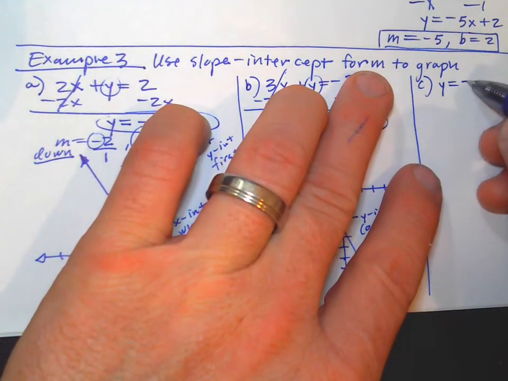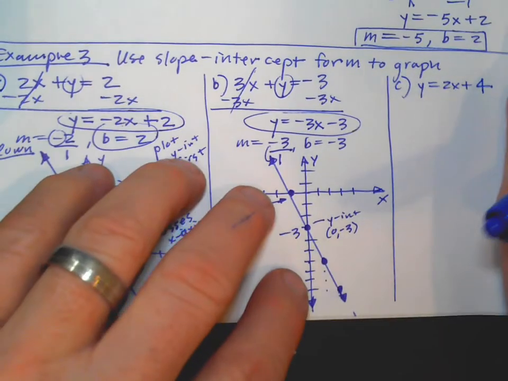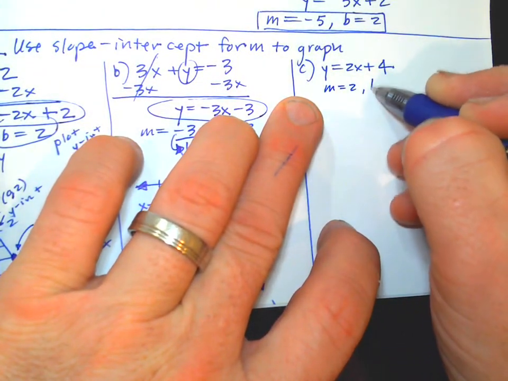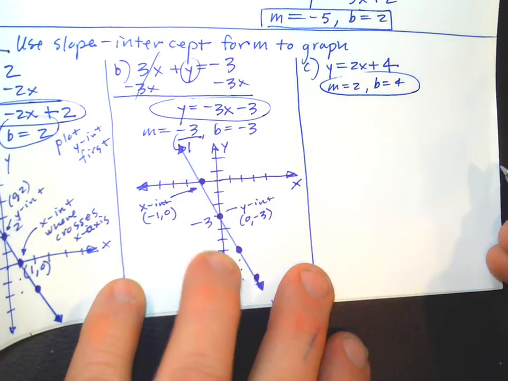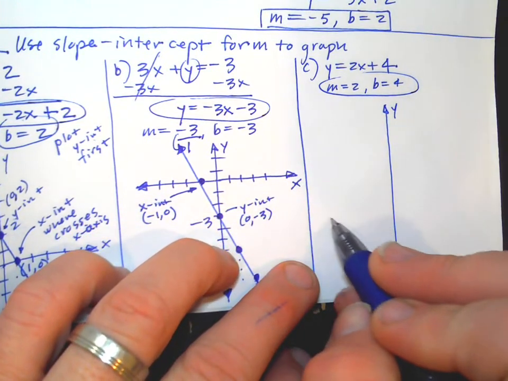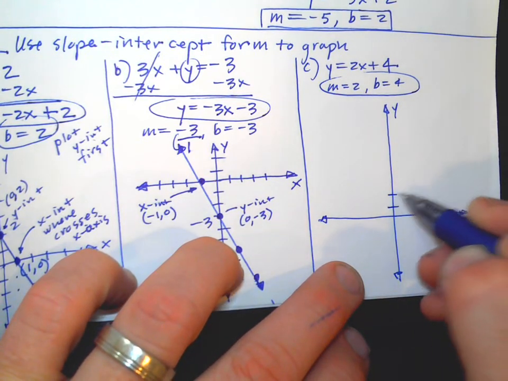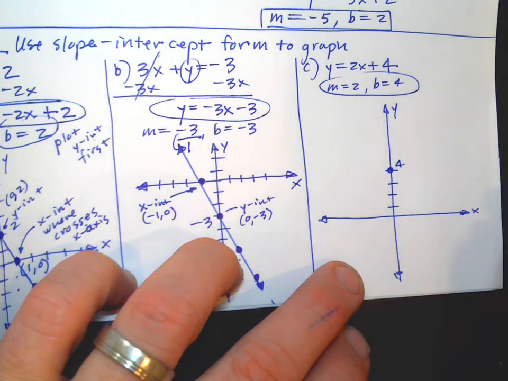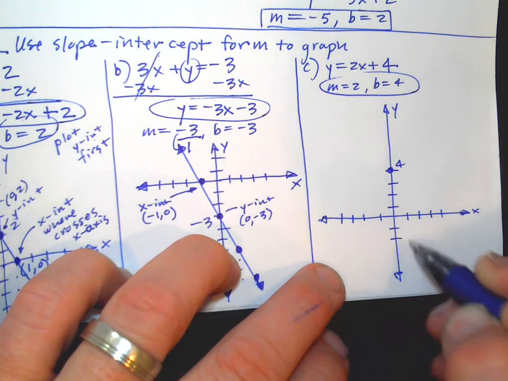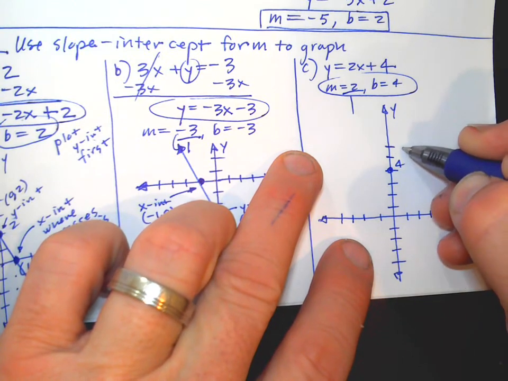Y equals 2x plus 4. Now, this one's already in slope-intercept form. So, slope is 2, y-intercept is 4. This graph's going to be a little taller, so I might give myself a little more room up above. 1, 2, 3, 4. So that's the y-intercept. Slope is up 2 over 1. So I'm going to go up 2 over 1.